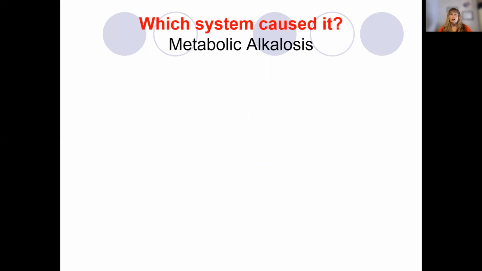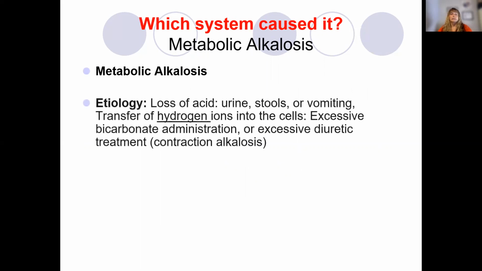So which system caused it? Now we're going to talk about a metabolic alkalosis. A metabolic alkalosis is usually due to a loss of acid due to urine, stools, or vomiting. And it's a transfer of the hydrogen ions into the cells. So giving excessive bicarbonate administration or excessive diuretic treatment, you can get a contraction alkalosis.